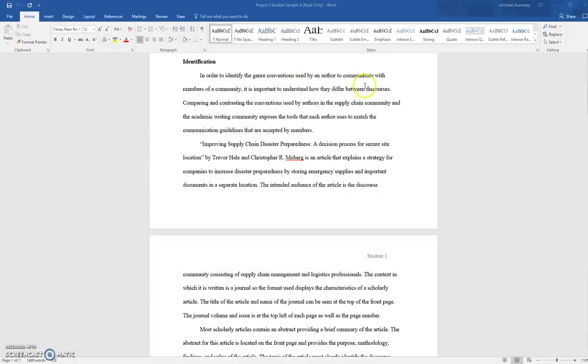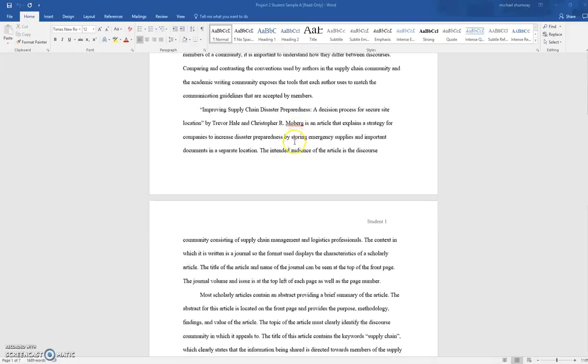In order to identify the genre conventions used by an author to communicate with members of the community, it's important to understand how they differ between discourses. Comparing and contrasting the conventions used by authors in the supply chain community and the academic writing community exposes the tools that each author uses. So exactly that. This is our goal. We're going to compare these 2 articles.